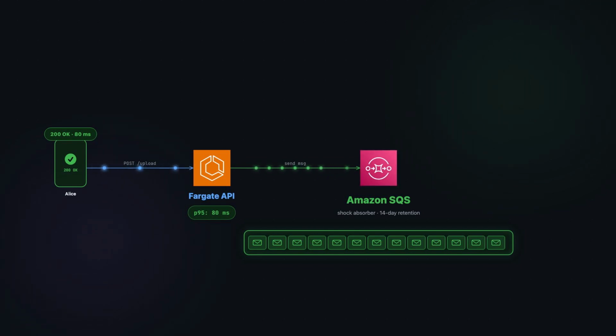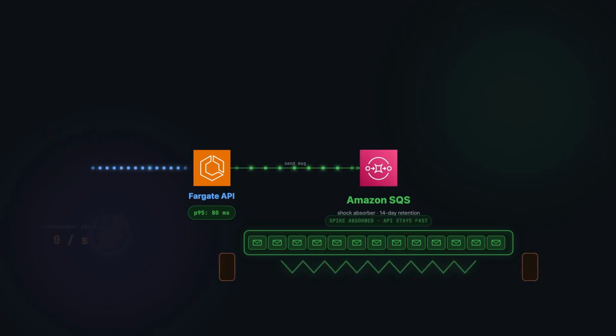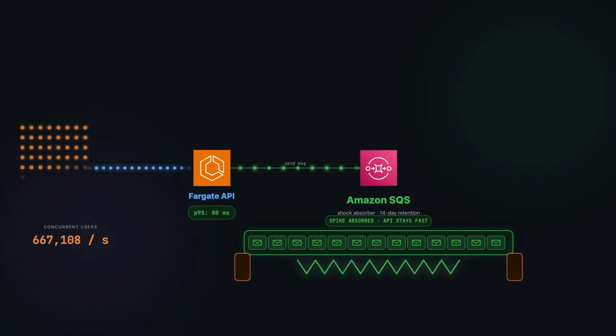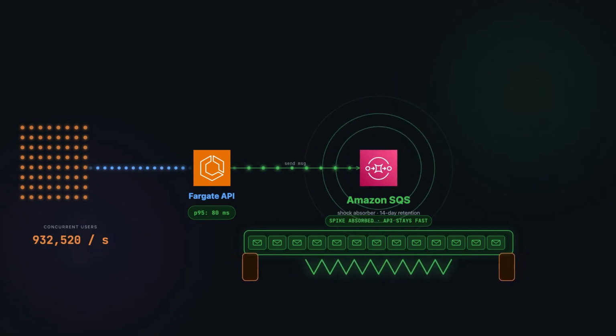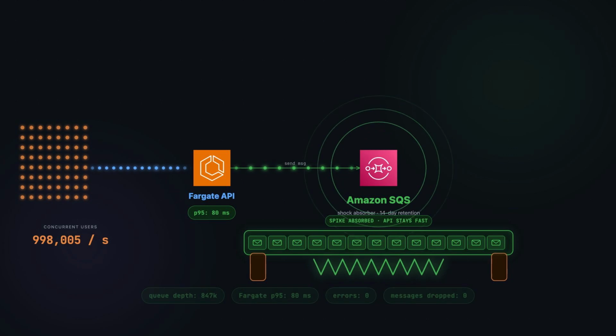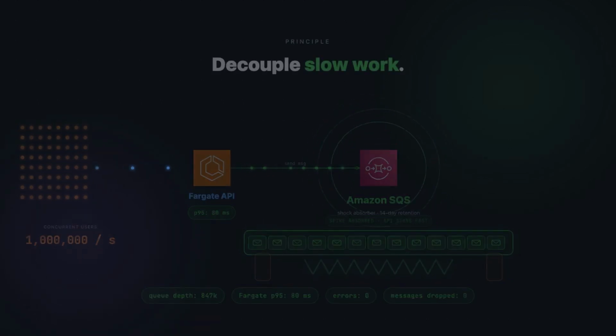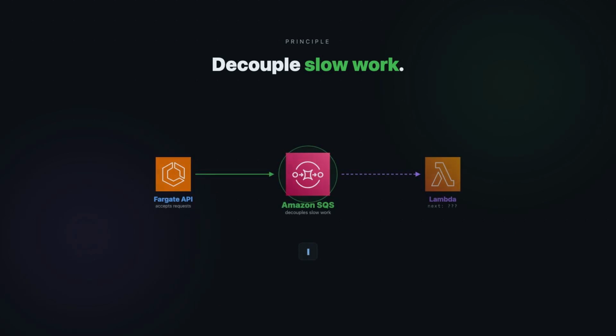That queue is a shock absorber. If 10 users upload, it holds 10 jobs. If a million users upload, it still holds the work until the worker catches up. Your API stays quick because it's not doing everything at once. Do the user-facing work now. Queue the slow work for later.